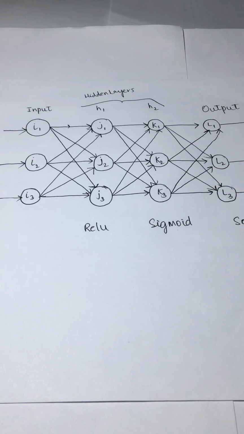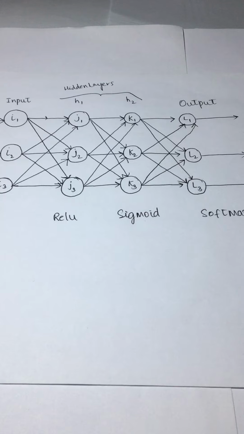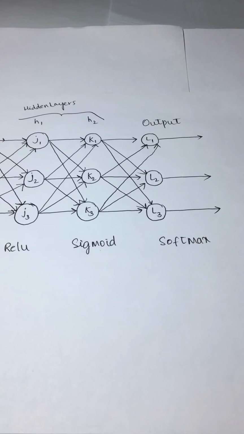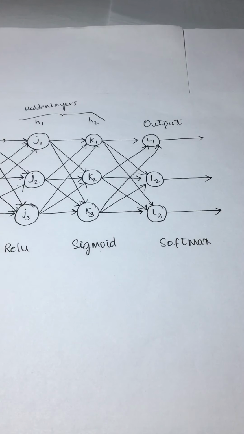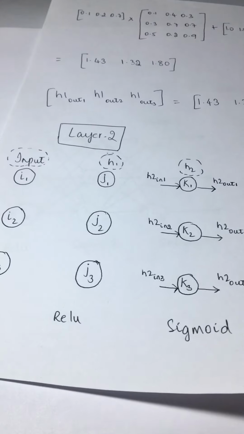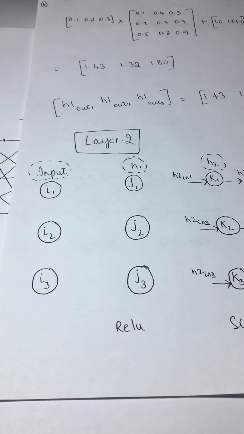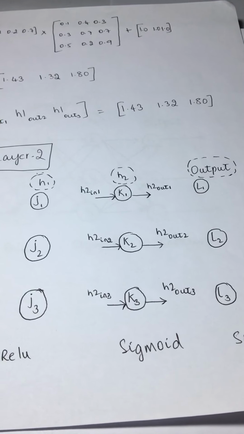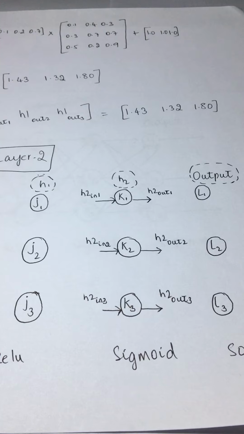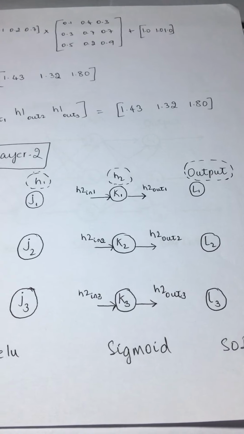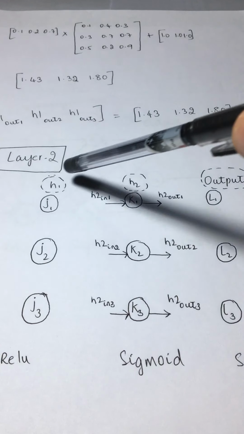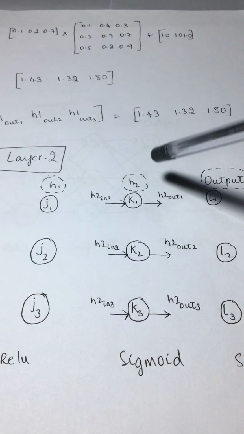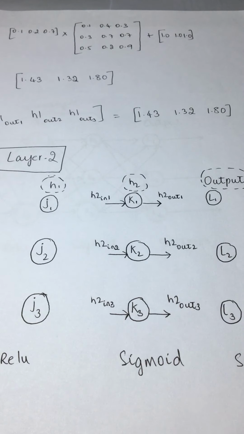Now we'll look at layer 2. What you're doing is the forward pass from hidden layer 1 to hidden layer 2, and this is your input. Since the input to hidden layer 1 is done, our focus is now on this particular layer. From this layer to this layer is what our focus is, correct?